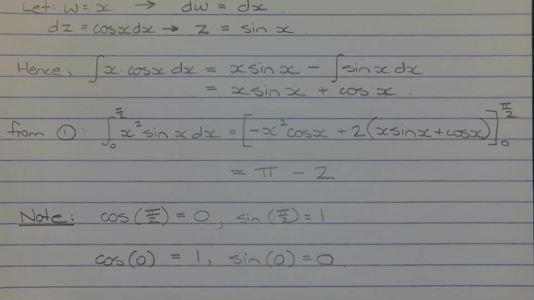So applying the limits of integration, noting that cos pi over 2 is equal to 0, sine pi over 2 is equal to 1, cos 0 is equal to 1, and sine 0 is equal to 0, we end up with this result, pi minus 2.